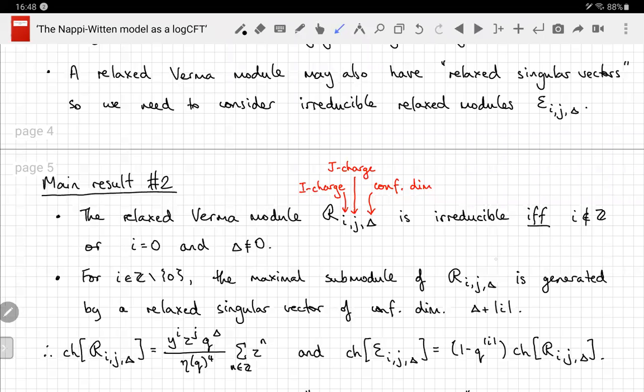The nice thing about this is that we also have the maximal submodule. So if we take I to be an integer which is not 0, then the maximal submodule is generated by a relaxed singular vector. And we know its conformal dimension precisely, which means we can write down the character of the irreducible quotient precisely. It's not a very complicated character formula. Right? It's the character for the relaxed Verma, and to get the character of the irreducible quotient, you just get this extra factor out front. So it's a very, very nice little result, I think. And I'm pretty sure that that's new.